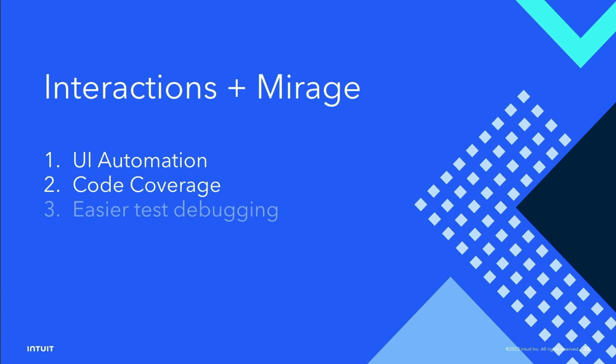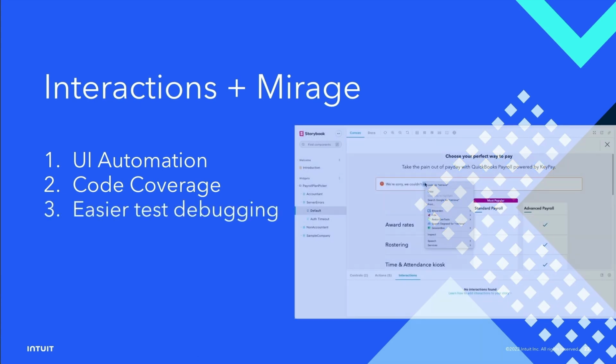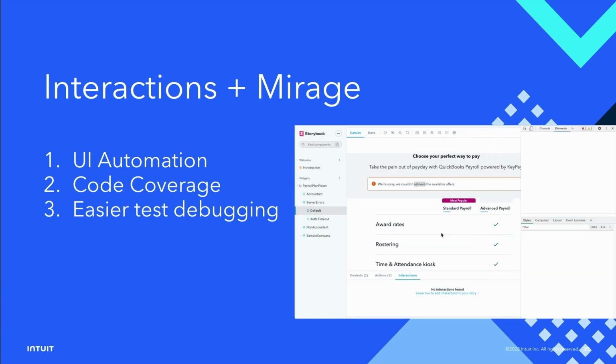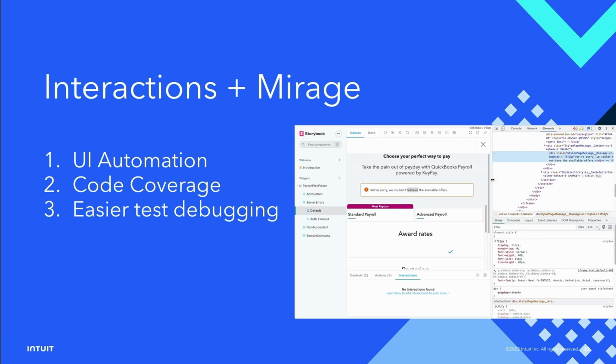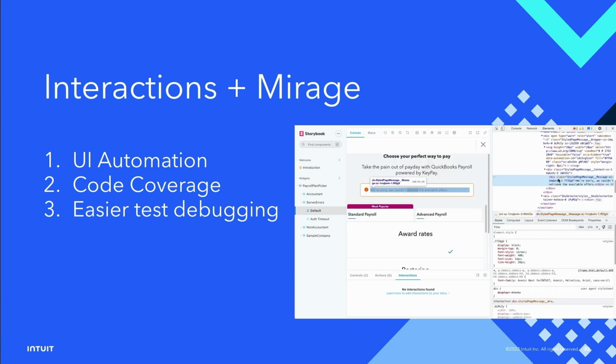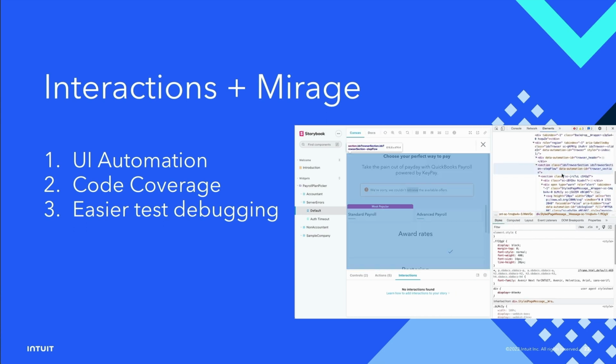Third, because interactions run directly in Storybook, this gives engineers the real user interface to debug. If tests aren't working as expected, you have all the browser tools at your disposal to inspect DOM state and figure out why an element can't be found, for example.